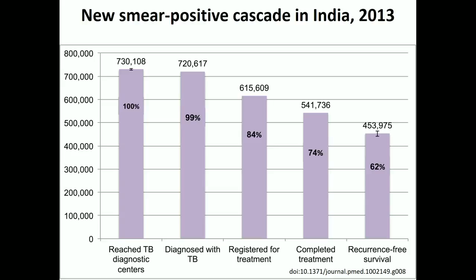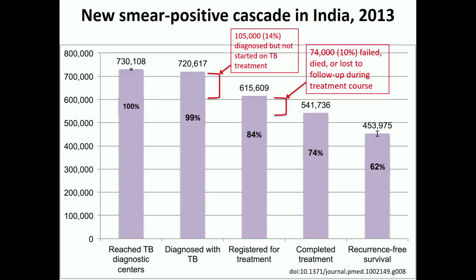So we actually also did this by type of TB. We had to do it by individual form of TB to aggregate the estimates to get the national estimates. And I'll run through some of these subcascades very quickly. For new smear positive patients, there were three major gaps. About 100,000 patients were successfully diagnosed but not started on treatment. About 74,000 patients were lost to follow-up or died on treatment. And about 88,000 patients experienced TB relapse or death.